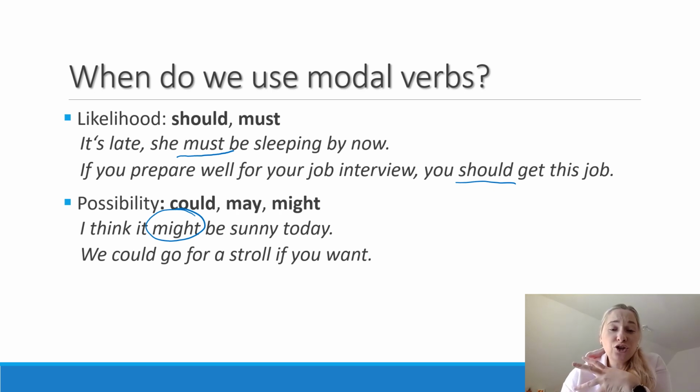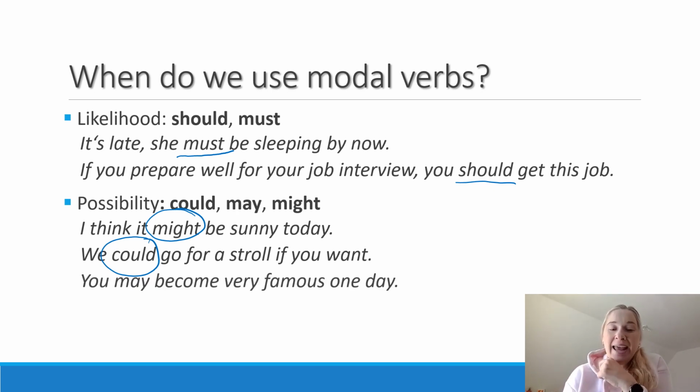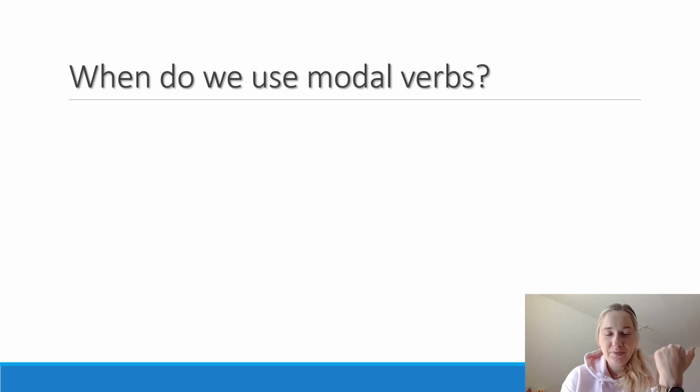We could go for a stroll if you like. If you want, we could. We could do something else. It's a possibility. You may become very famous one day. It's unlikely, but it's a possibility that could happen that you might be very famous or may become very famous. Let's take a look at some more.